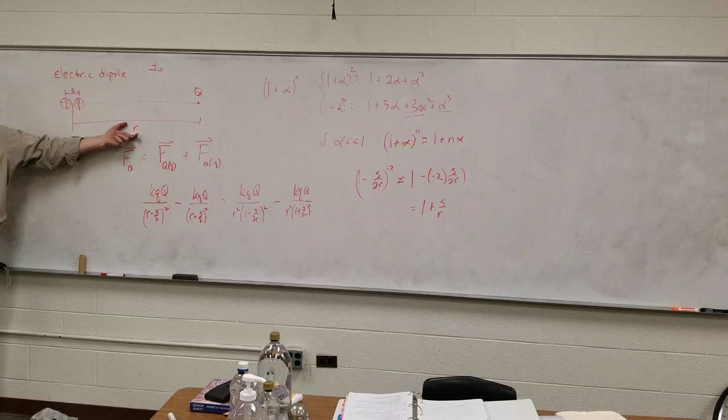The same holds true whether the exponent's positive or negative. We still do the expansion. And so 1 minus s over 2r to the negative 2. If I bring it up top and make it the negative exponent, this becomes 1 minus negative 2 times s over 2r, which, approximately, equals 1 plus s over r.